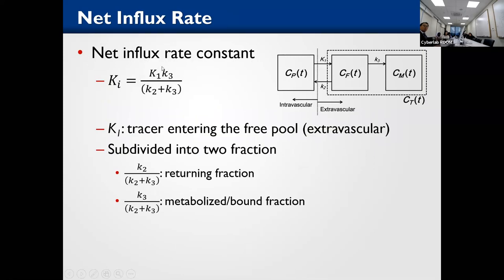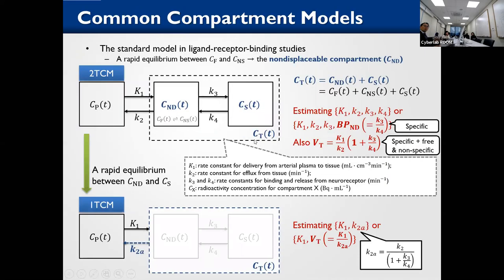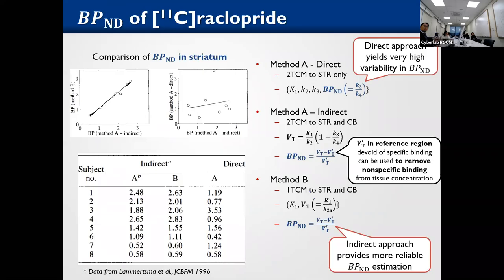It means K1 is the ratio that determines the actual input tracer amount, and then K2 plus K3 is the output from the tracers, and K3 indicates only the metabolite of the tracer. The ratio means the net influx rate. So in FDG or this kind of irreversible model, we only focus on these parameters. And I skip this.